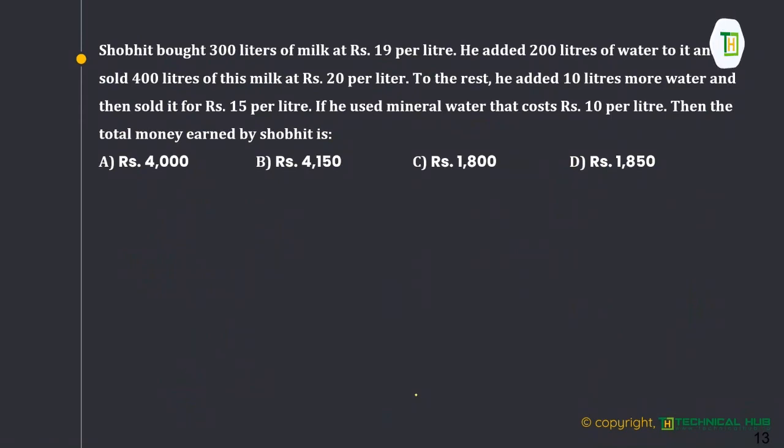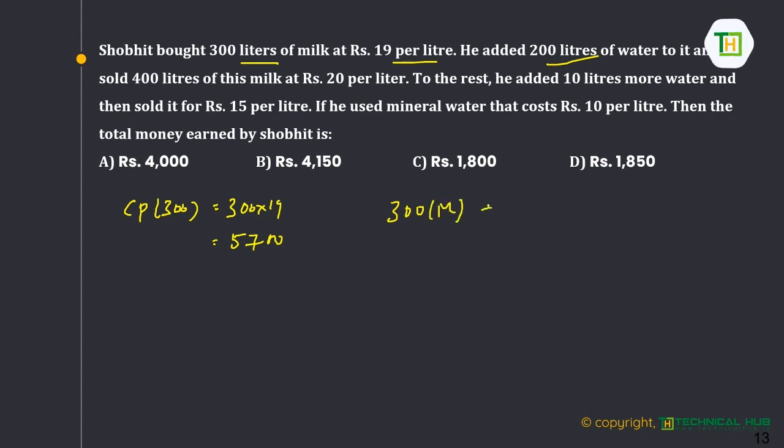The thing in this question is, Shobit bought 300 liters of milk at 19 per liter. Then the cost price of the 300 liters is 300 into 19, which is 5,700. Next, he added 200 liters of water. He bought 300 liters of milk and added 200 liters of water, so the total quantity is 500 liters.